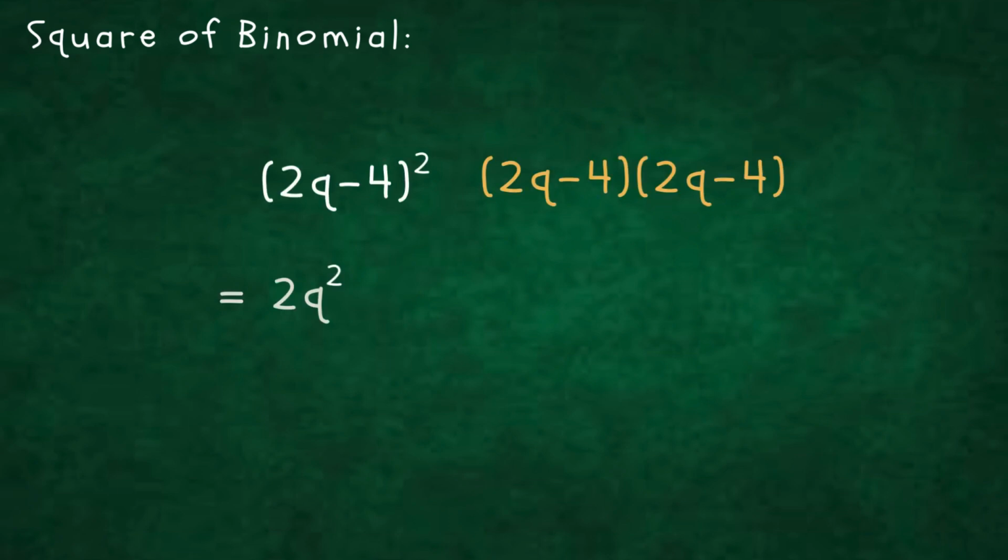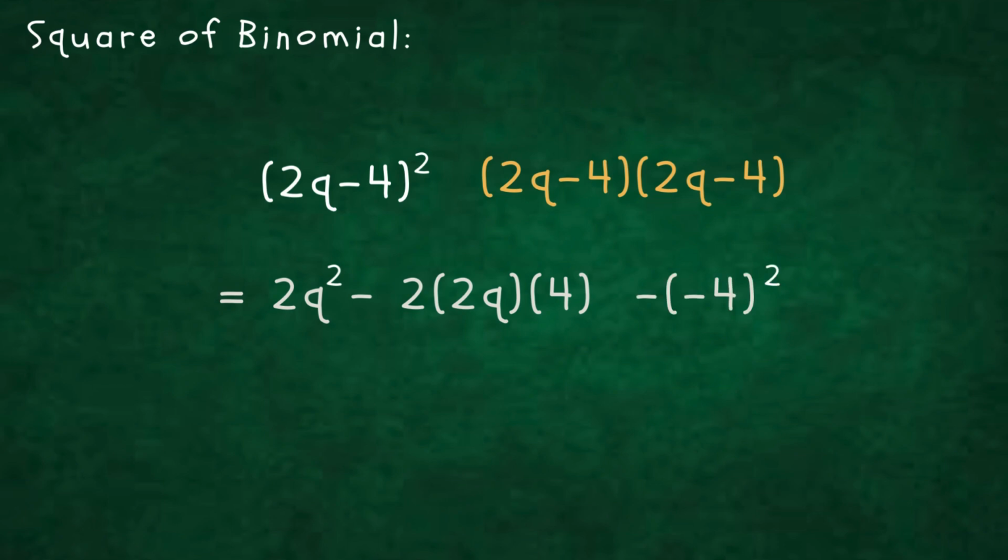Let's have another example. (2q − 4)². (2q) squared minus 2 times 2q times 4 plus negative 4 squared. So that will give us the answer as 4q squared minus 16q plus 16. That is how we get the square of a binomial. Let's move on in finding the special product of the square of a trinomial.